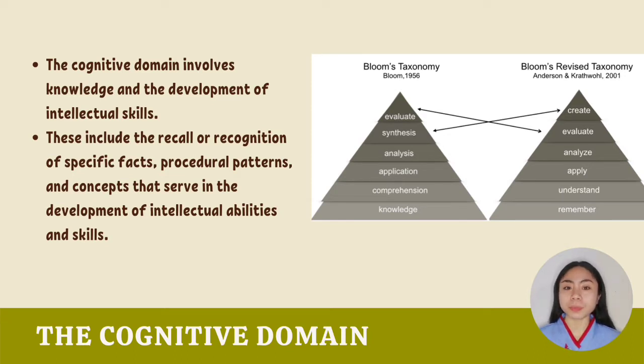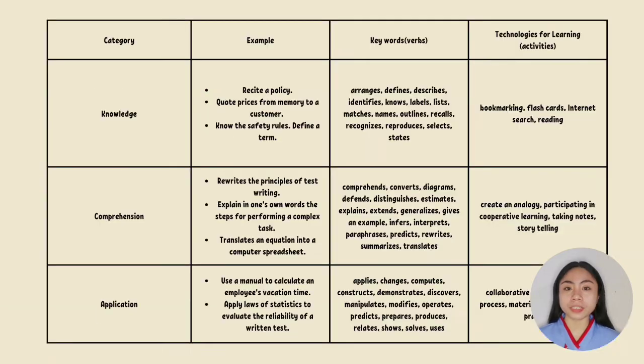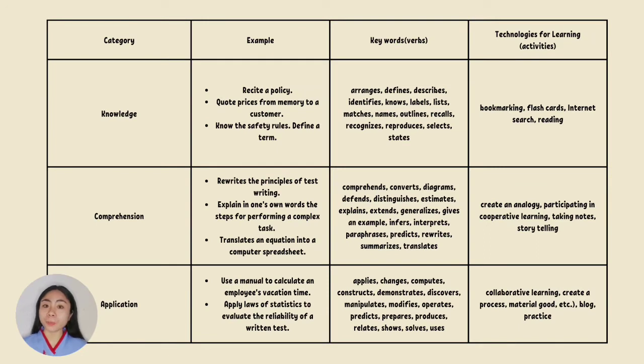So these are the sample pictures of the cognitive domain. As you can see, we have two diagrams: Bloom's taxonomy, Bloom 1956, and the other one, Bloom's revised taxonomy, Anderson and Krathwohl 2001. The basic or lowest level in the taxonomy deals with simple knowledge acquisition. At this level, people simply memorize, recall, list, and repeat information. So I will show you here a table containing categories, examples, keywords, and also technologies for learning or activities in the cognitive domain. Let's start from the bottom of the pyramid.